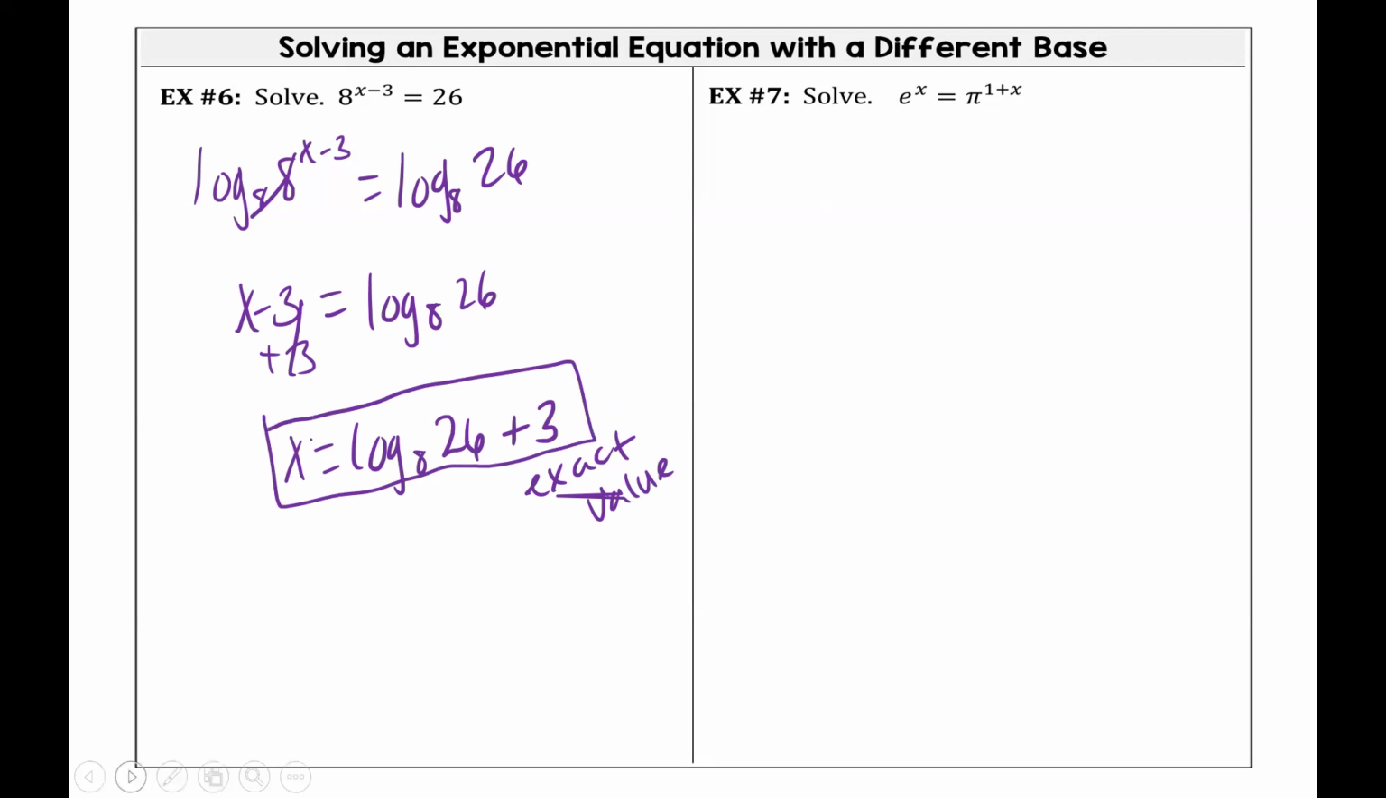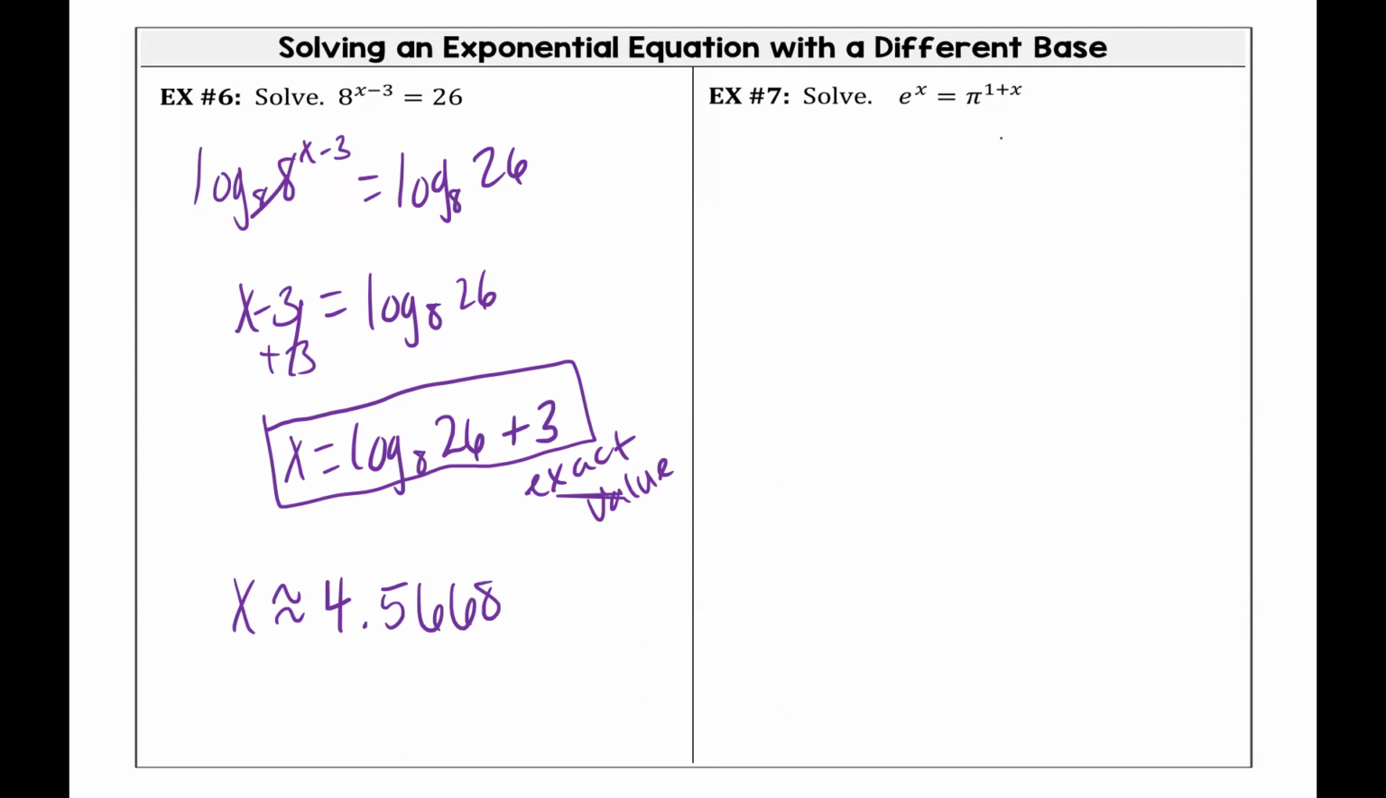If it was on a calculator side, that means they're expecting you to approximate. So you would plug that into the calculator as so: log base 8 of 26 plus 3. Remember, you can press math, arrow up twice, and you can put in the log base, and it comes out to be 4.5668.